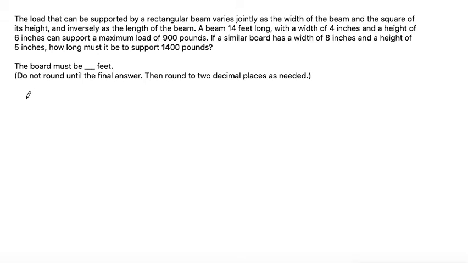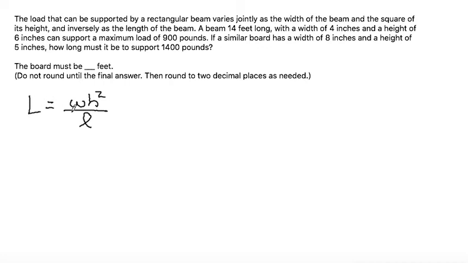We'll start out with the load. So the load, let's write that as a capital L, can be supported by a rectangular beam varies jointly as the width of the beam. So when it varies jointly, the width would go in the numerator, and the square of its height, so the height squared also goes in the numerator. And inversely, so this part's going to go in the denominator, as the length of the beam, so I'll make that a cursive L to designate the length of the beam.